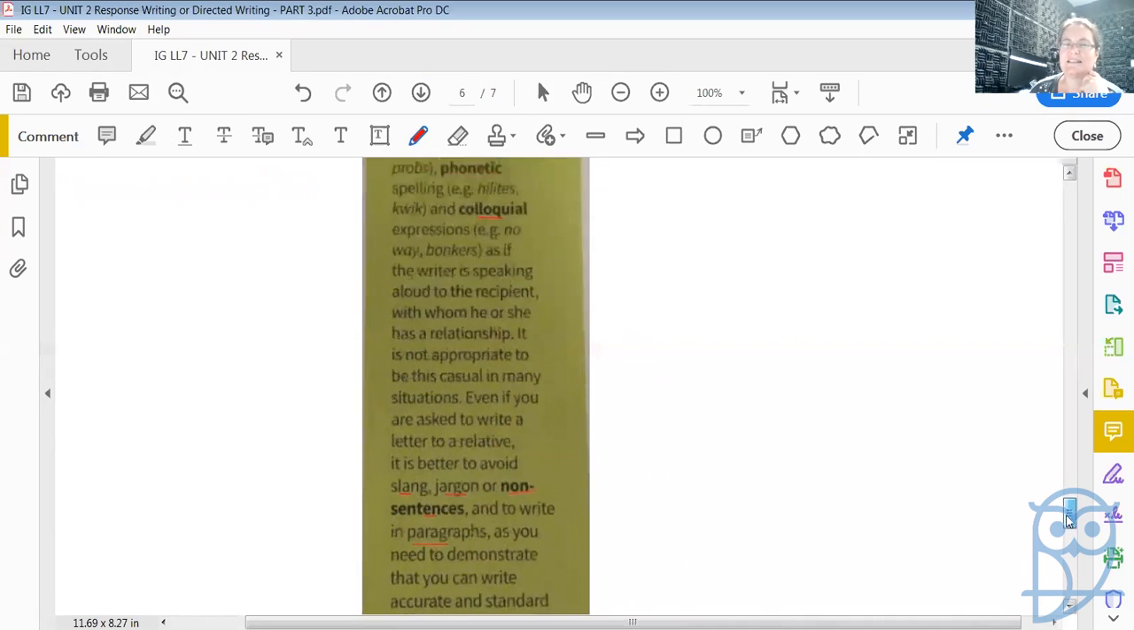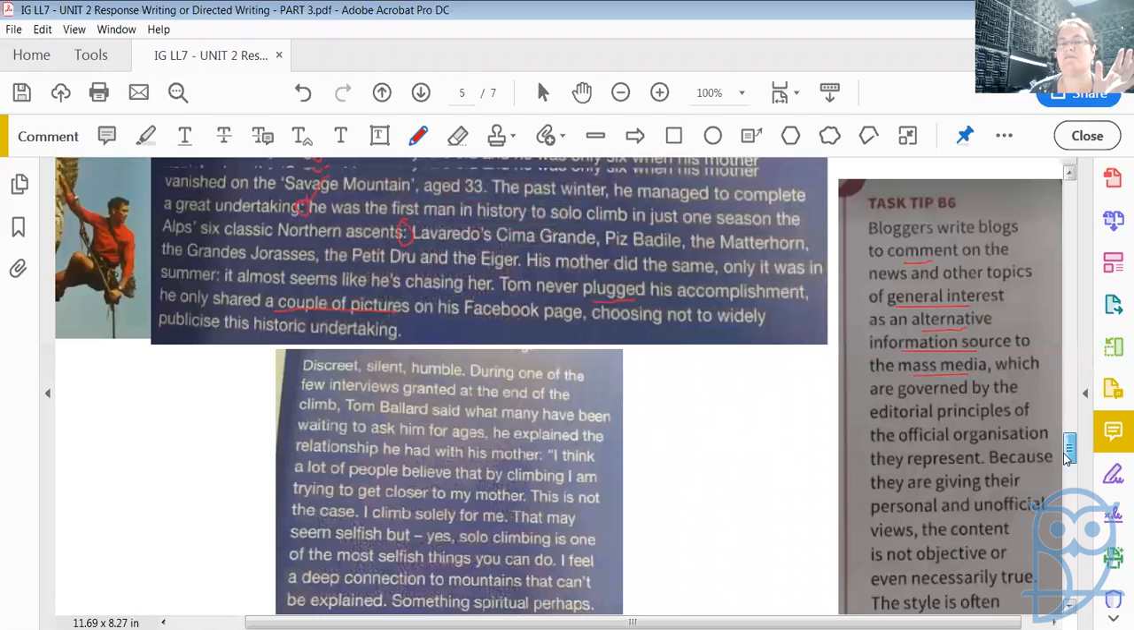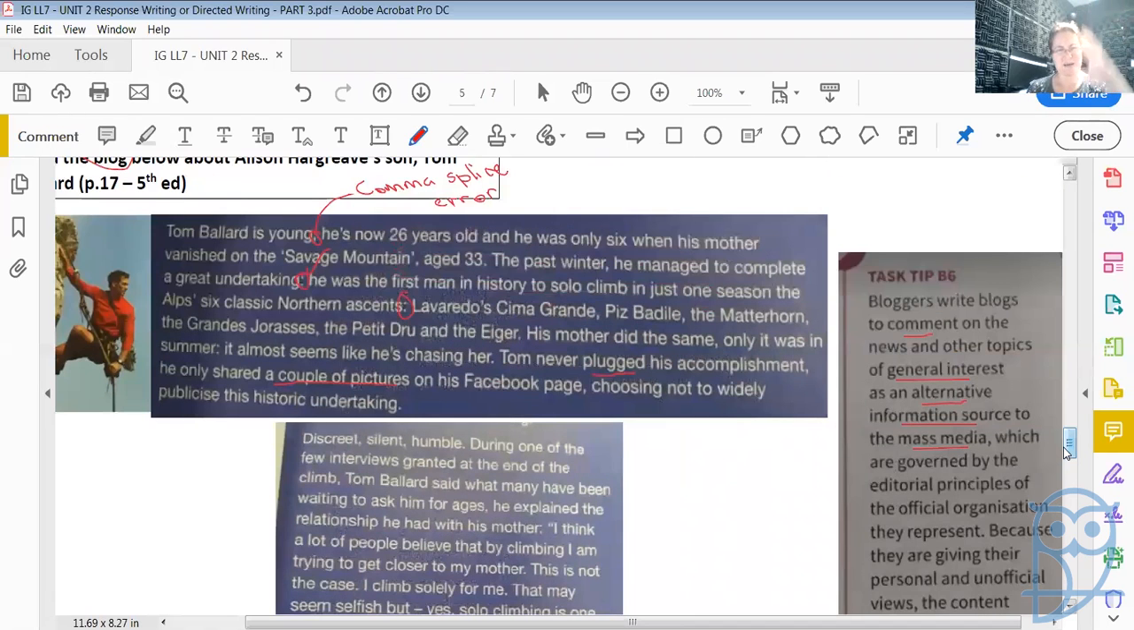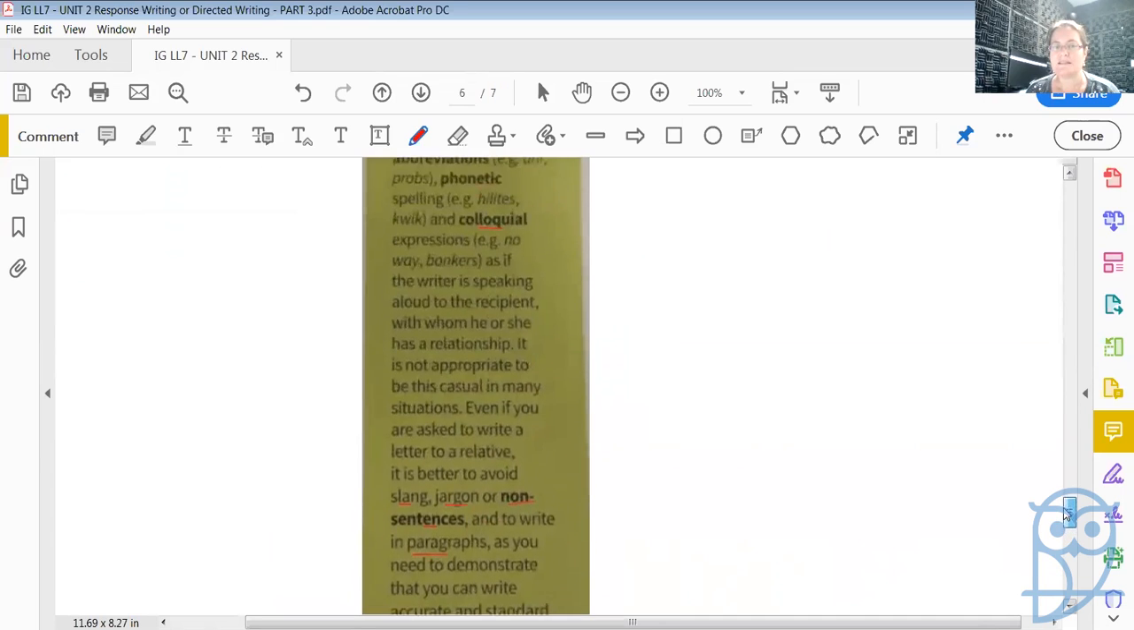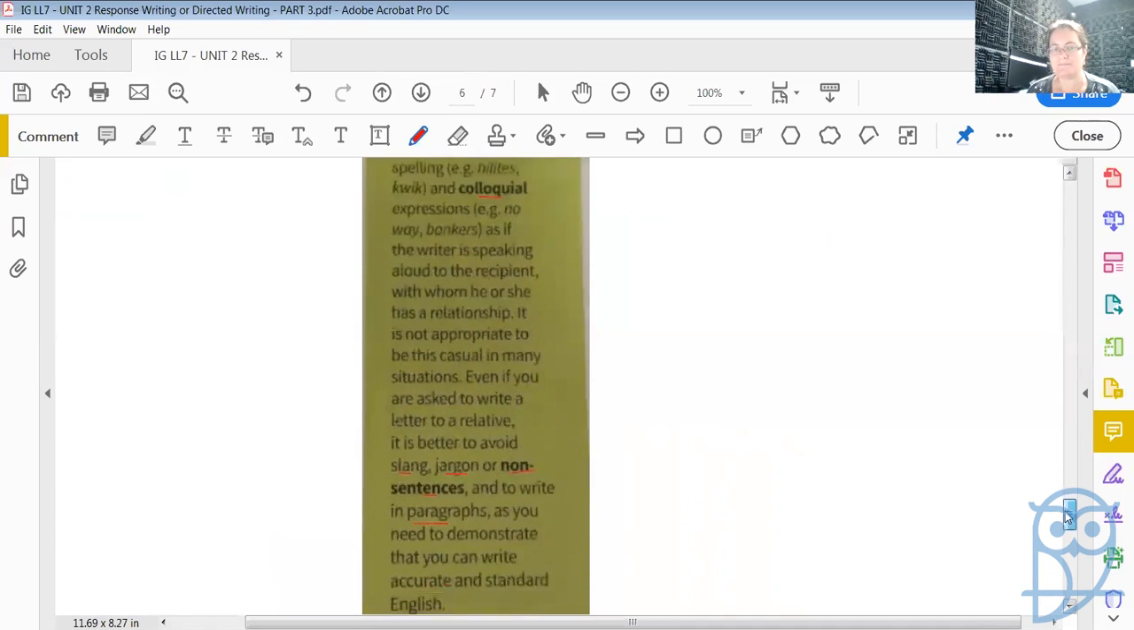Okay? And I've only given you snippets of the blog. You'll see that it's actually quite a long text. It doesn't follow that column format that most magazines follow. And that's also another difference in terms of format and layout.